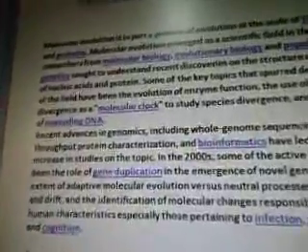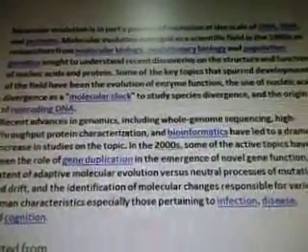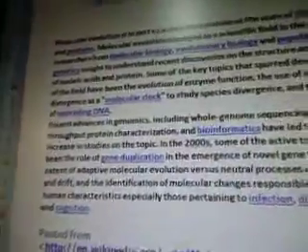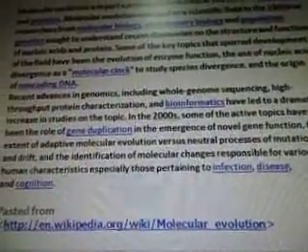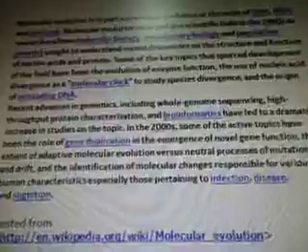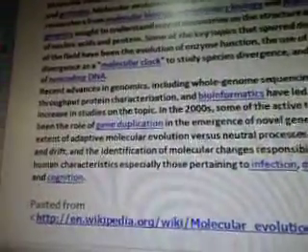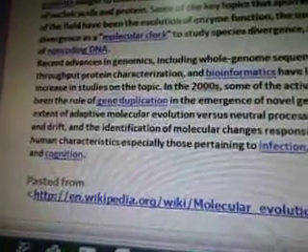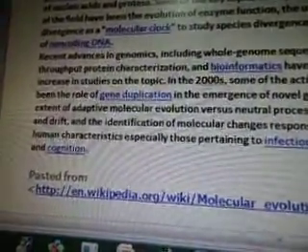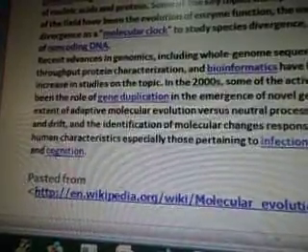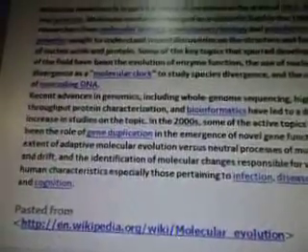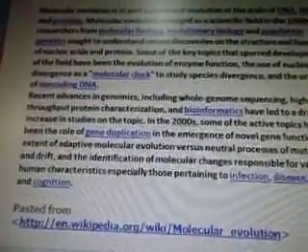Recent advances in genomics, including whole genome sequencing, high-throughput protein characterization, and bioinformatics, have led to a dramatic increase in studies on the topic. In the 2000s, some of the active topics have been the role of gene duplication. Remember cloning? We were talking about cloning before? I haven't talked about cloning before, sorry. Where they were cloning animals and humans and stuff. That's what that's about.